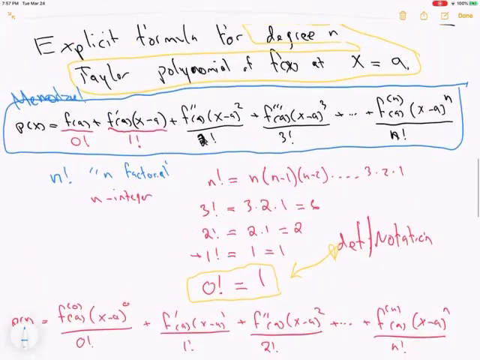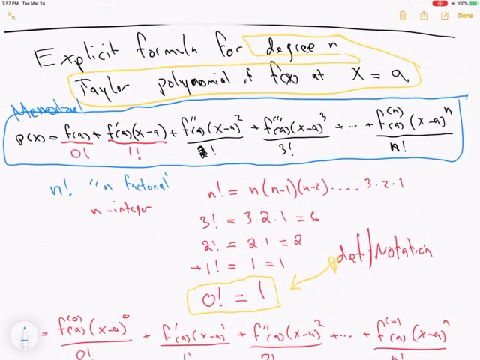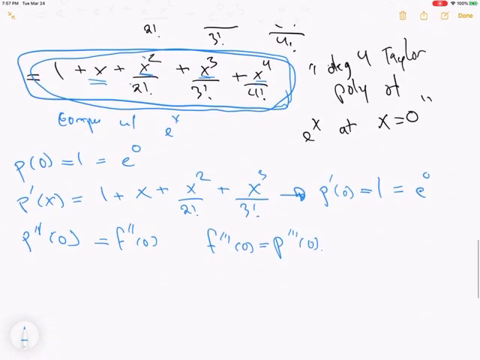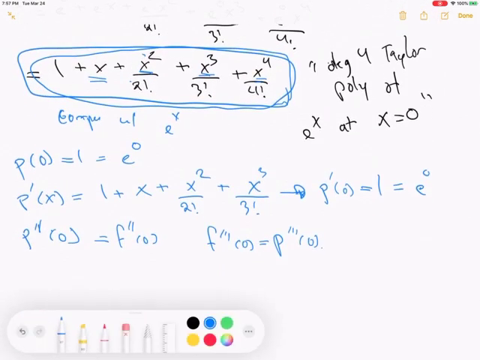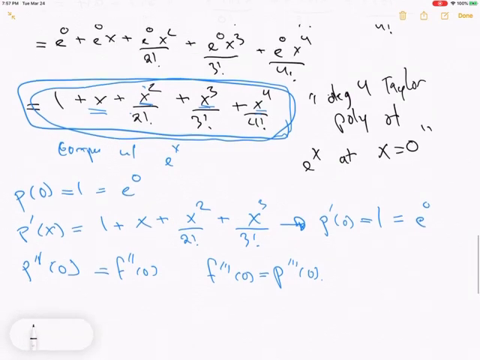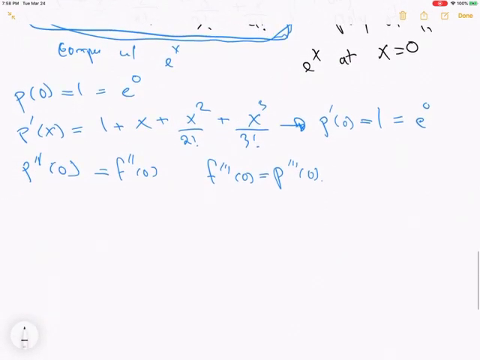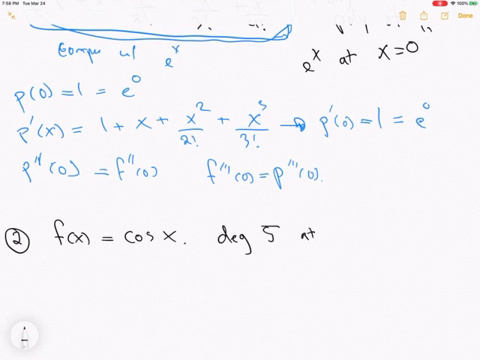Just come back here. So this is the formula for the Taylor polynomial, and you just need to memorize it. Let's do 2 more examples. So here's another example. Say f of x is cosine of x. And let's do again, let's do degree 5 now. Let's center that at x equals 0 again.